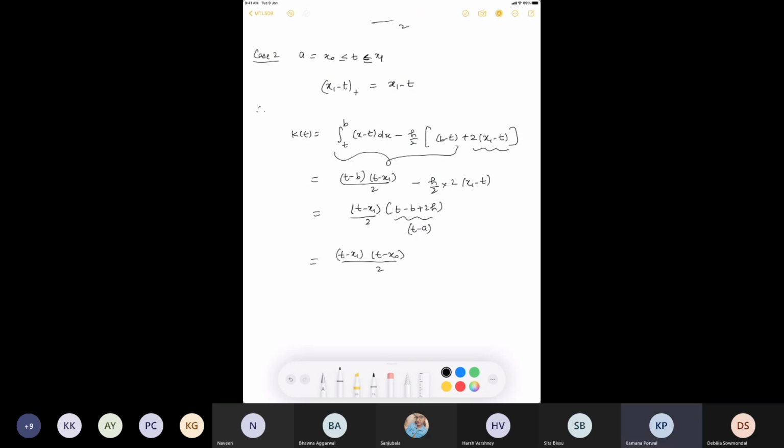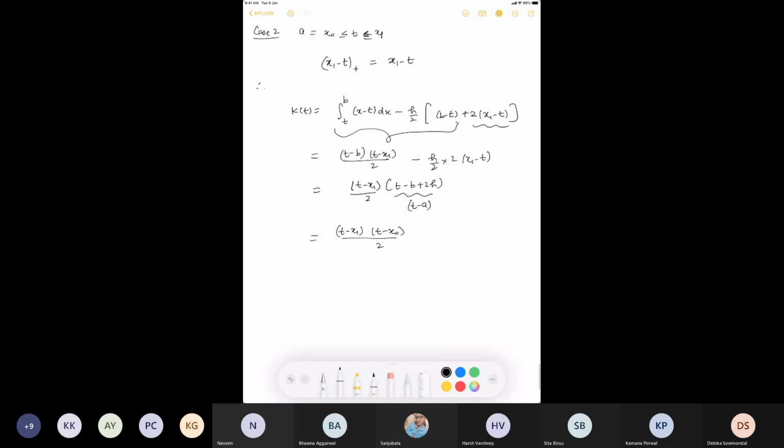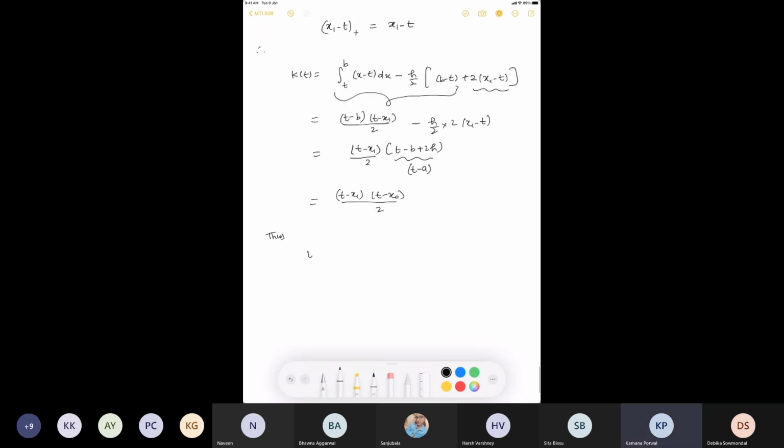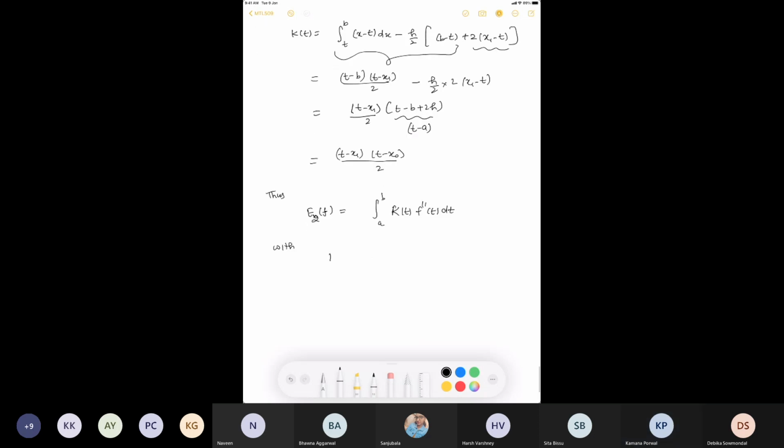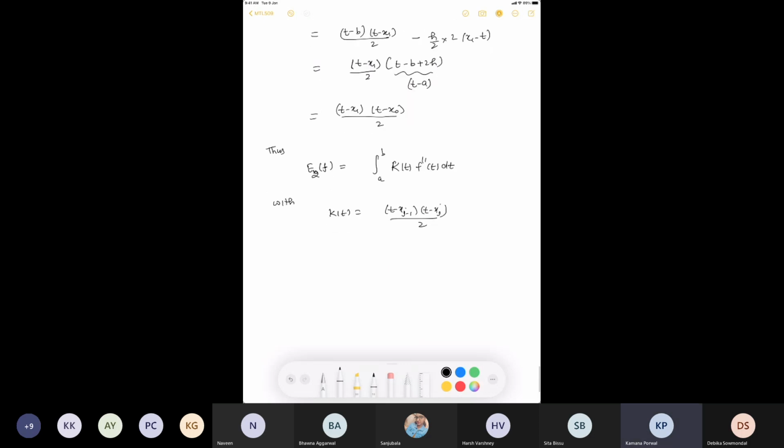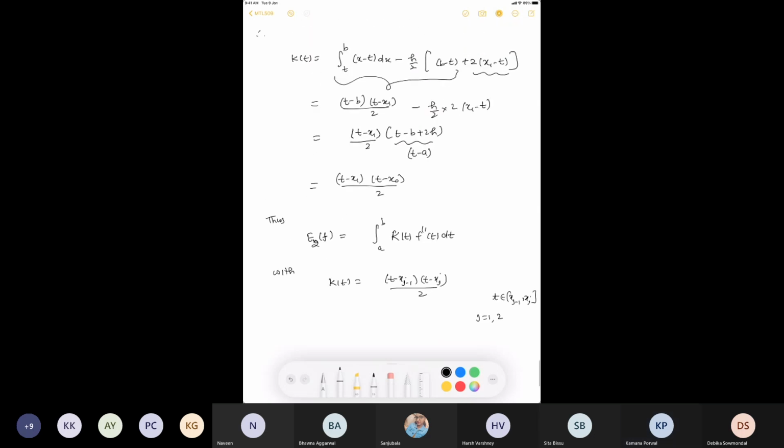So is it okay? So thus we have that the error in this case is nothing but kt times f double prime t over the interval ab, with kt as t minus xj minus 1 into t minus xj divided by 2 whenever t is in the interval xj minus 1 to xj, and j is varying between 1 and 2 here. Okay, so is it okay?